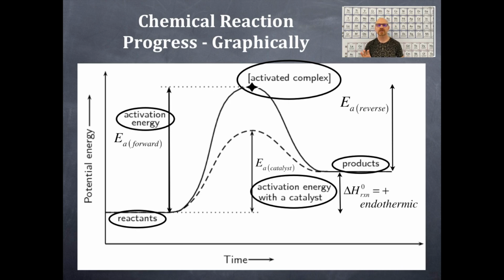We're going to change this graph just slightly, and let's say that the products are actually lower in energy than the reactants. Again, the difference between the reactants and the products is the delta H naught for the reaction, which is the change in enthalpy for the reaction. But when the products are lower than the reactants, then you have a negative value for the delta H naught for the reaction, and that is going to lead to an exothermic reaction. Hopefully that graphic made sense for you.